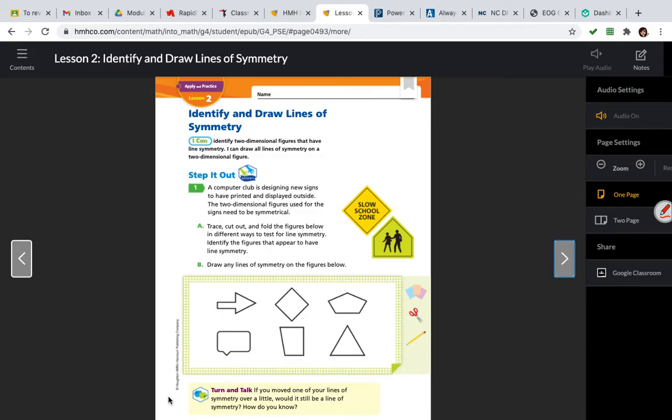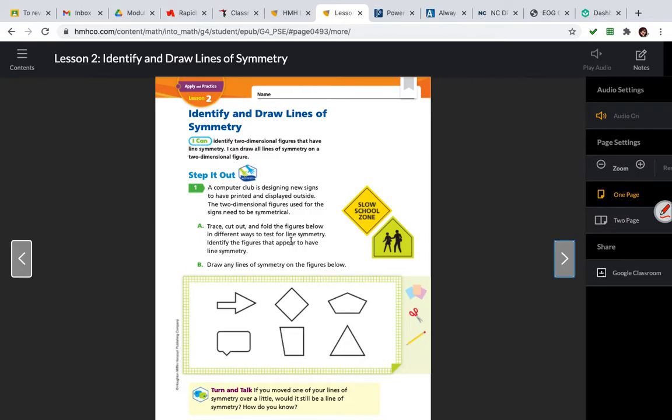Hey guys, today we're doing Module 18, Lesson 2, Identify and Draw Lines of Symmetry. Today we're going to be able to identify two-dimensional figures that have line symmetry. I can draw all lines of symmetry on a two-dimensional figure.